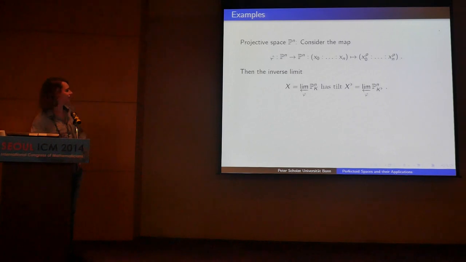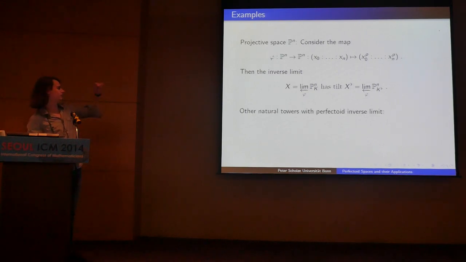So actually, you should think of these perfectoid spaces as somehow being associated to the dynamical system, which is this variety together with this chosen Frobenius lift. I will come back to this example later, but let me mention some other natural examples of perfectoid spaces, or better, of natural towers of varieties whose inverse limit is perfectoid.